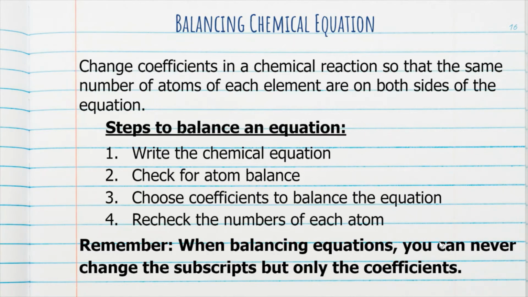Then the next thing you're going to do is check for an atom balance on both sides of the arrow. So you're going to check to make sure that you have the same amount of each atom on both sides of the arrow. And then once you do that, you're going to have to choose coefficients that are going to balance the equation. So basically, you're going to see if you have the same amount of, for example, oxygens on the left side of the arrow as on the right side of the arrow, right? And so if you don't, you're going to have to change the coefficients so that they do balance out to the same number. And then you're going to recheck the numbers of each atom.